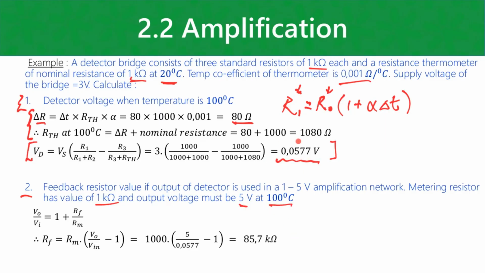So this is our input voltage for our amplifier. If we have our formula here for our non-inverting amplifier, then if we manipulate it, we can calculate the feedback resistance as such. Then it's just a matter of substituting all the values. Again, we want the output voltage to be 5 volts at 100 degrees C. There's our voltage drop across our detector bridge, and this is our metering resistance or input resistance to our amplifier. That's then going to give us 85.7 kilo ohms for the feedback resistance for this example.